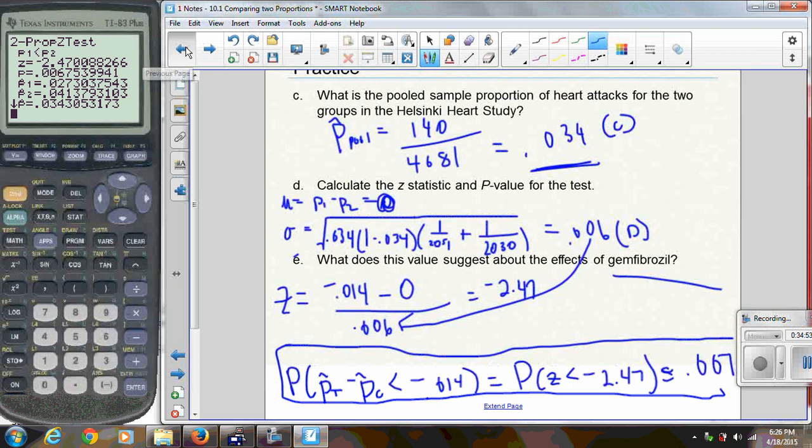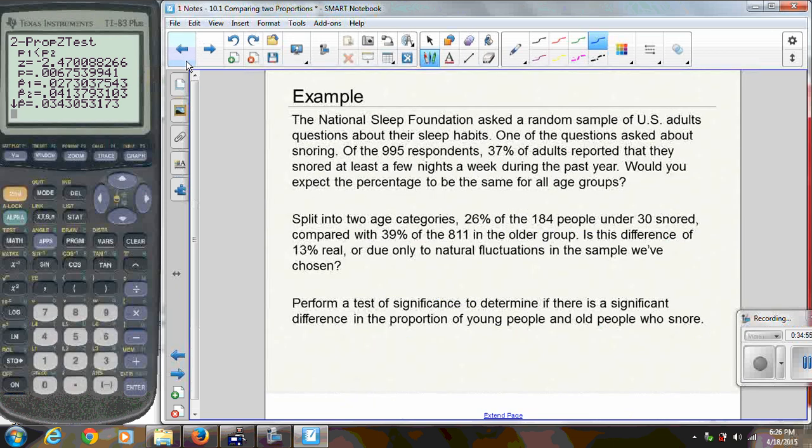The other problem that I wanted to go back and show you was this National Sleep Foundation problem. It's a little bit more complicated.